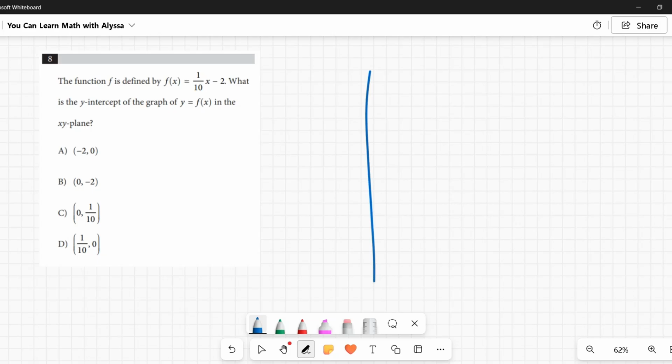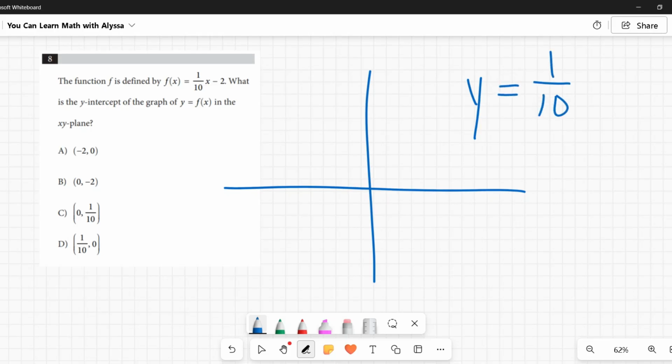And that's why practicing is so good. So we get to know all these methods and we know what works best for us and for the problem. So for this one, f of x equals 1/10 x minus 2. You can graph functions by replacing the f of x with y. And they're telling you that right there when they say y equals f of x. So this is the same as y equals 1/10 x minus 2.